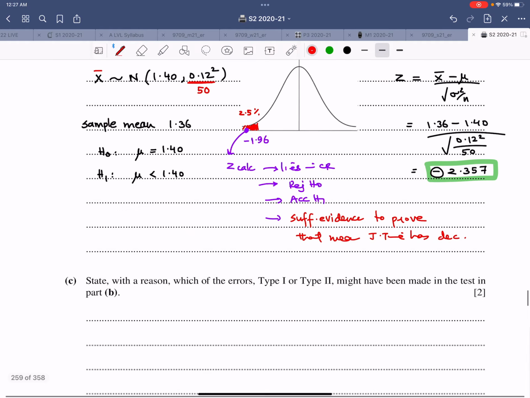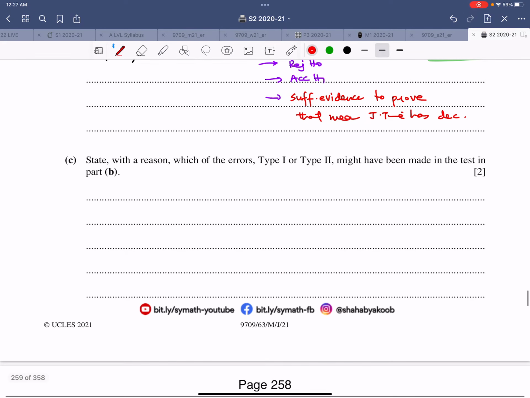What about this one? State with a reason which of the errors might have been made. The rule is simple. If it's in the rejection region, type 1 error has been made. So since we are rejecting H0, therefore type 1 error would be made. If we were accepting H0, type 2 error might have been made. So in this scenario, the answer is type 2.